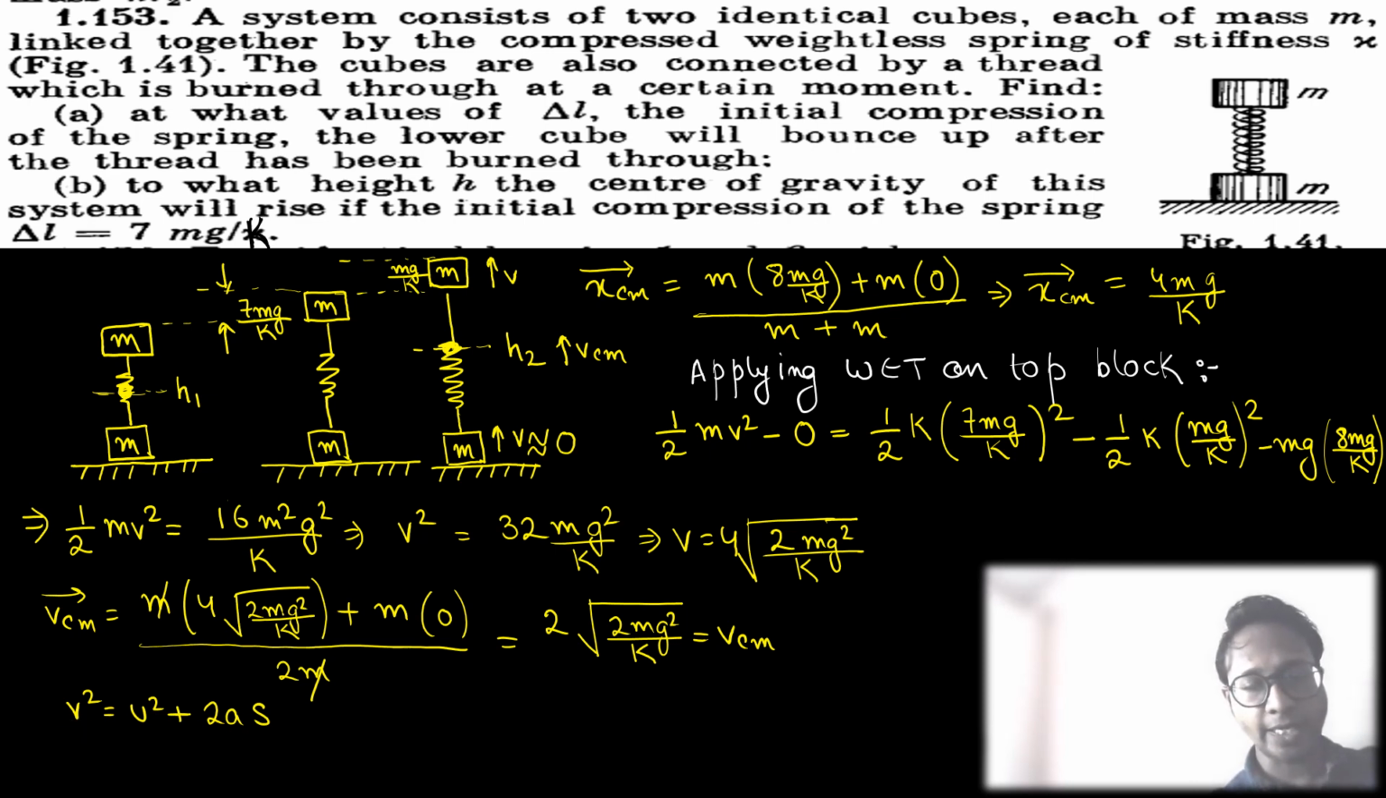So what is the final kinetic energy or final velocity as the center of mass reaches the topmost point? The final velocity of center of mass would be 0.